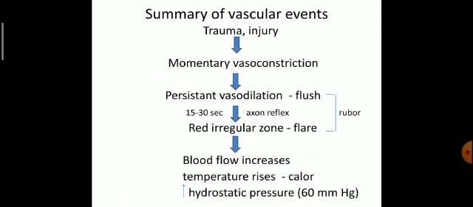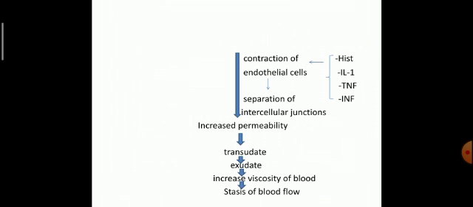Blood flow increases, temperature rises, that is calor, temperature is increased. There can be an increase in hydrostatic pressure. Contraction of the endothelial cells, separation of the intercellular junctions. These events are all due to histamine, interleukin-1, tumor necrosis factor, and interferon. Increased permeability, there is transudate, then there can be exudate, increased viscosity of blood, and there is stasis of blood flow.